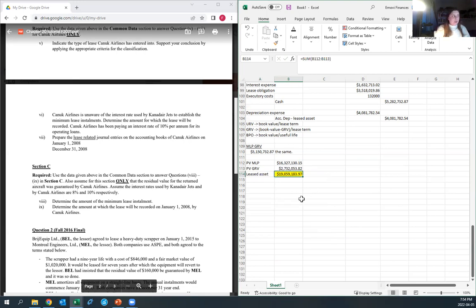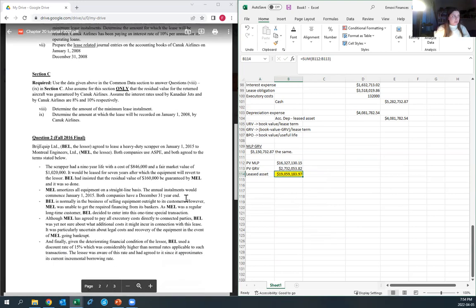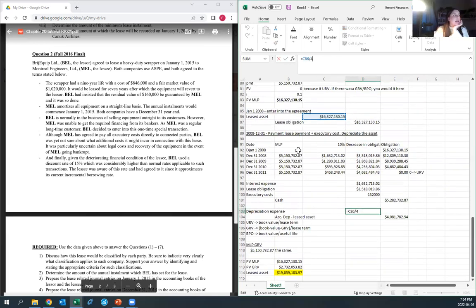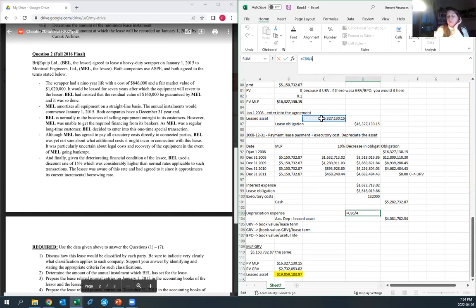Any questions for question 1? Yeah, you kind of went a little bit fast. How did you find the depreciation expense again? Yeah, I did the leased asset value that we recorded in the books of the lessee divided by the lease term of the lease contract. So the 16.3 divided by 4 years.